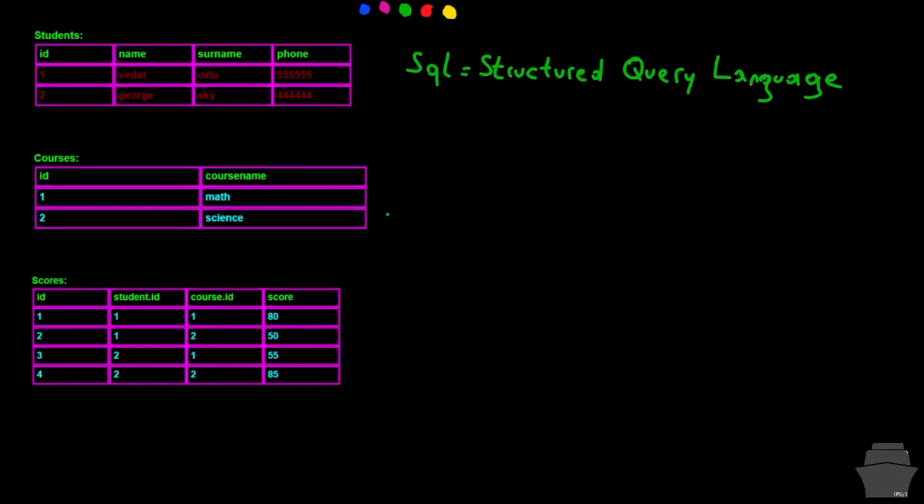At the top, we have students table with some students information. Below it, we have courses table with some courses info. At the bottom, there is scores table that shows the students' exam results. So in this table, the fields' data types are fixed.